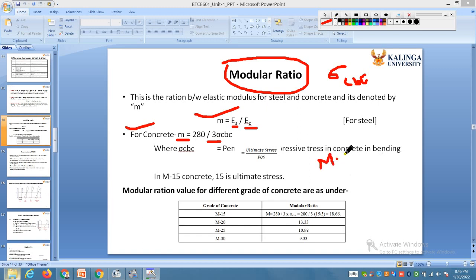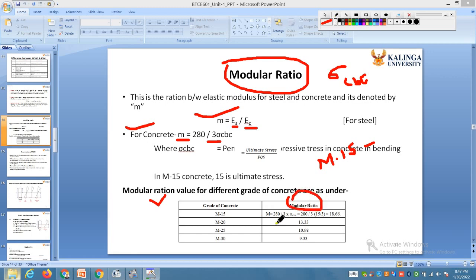For M15 grade of concrete, M15 means mix, 15 is the characteristic strength of concrete, 15 megapascal. So fck values are given for various grades of concrete. For example, for M15 it's 5, for M20 it's 7. So in this way you can calculate the modular ratios for various grades of concrete. Here in this table I have mentioned the modular ratios also.